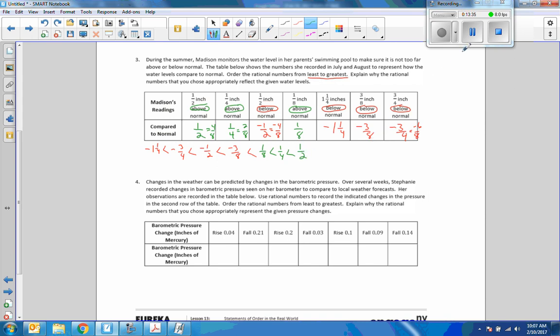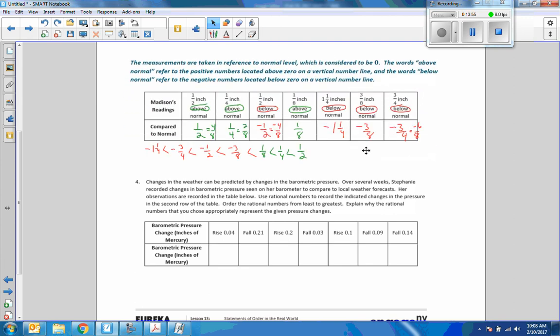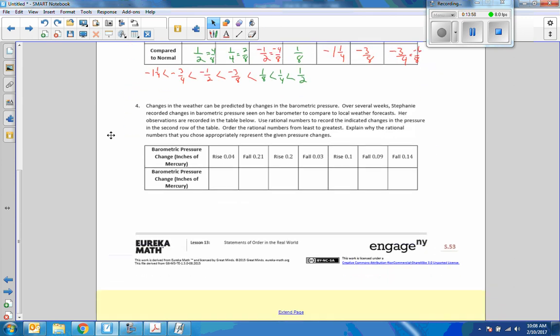Okay, and now I'll bring in the explanation. The measurements are taken in reference to normal levels, which is considered to be 0. The words above normal refer to positive numbers located above 0 on the vertical number line, and the words below normal refer to the negative numbers located below 0 on the vertical number line. So there's our answer to number 3.